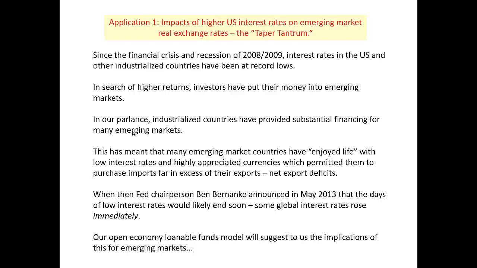Now this started to come to an end in May of 2013 when Fed chairperson Ben Bernanke announced that the days of low interest rates would likely end soon, that the Fed would begin to taper some of its asset purchases, and that as a result, some global interest rates rose immediately. So we can use our open economy loanable funds model to tell us what the implications of this rise in interest rates would be for emerging markets.